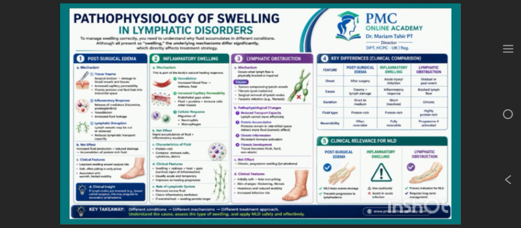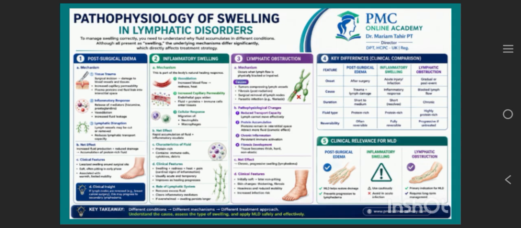Third, we will discuss lymphatic obstruction. The mechanism of lymphatic obstruction is that it occurs when lymph flow is physically blocked or impaired. What are the causes? Causes may include, first, tumors compressing lymph vessels. Second, fibrosis, meaning post radiation. Third, surgical removal of lymph nodes. Fourth, parasitic infection, for example filariasis. These are the causes of lymphatic obstruction.